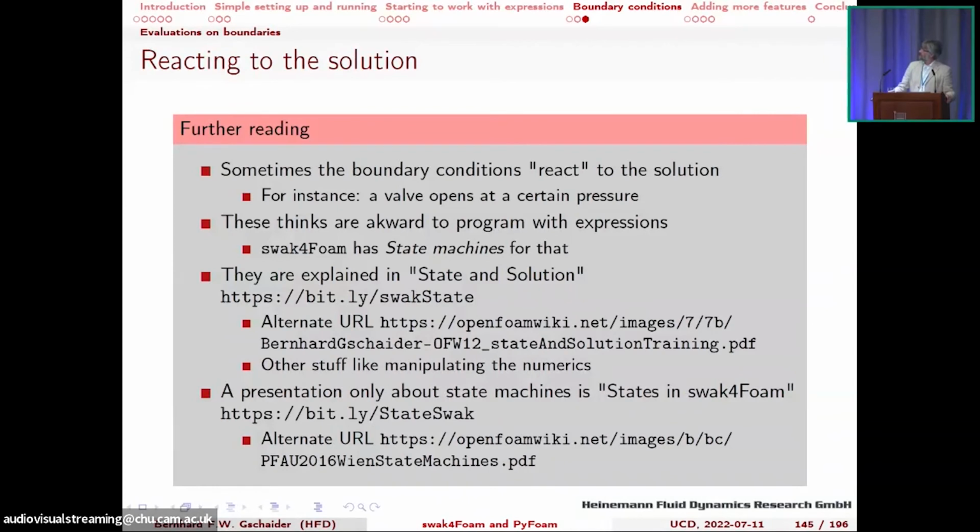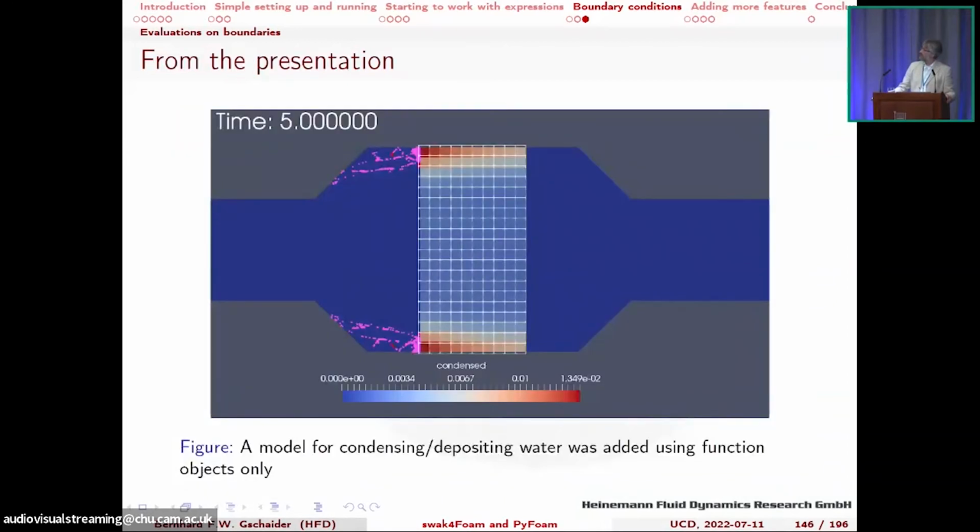they are explained in this presentation, state and solution, where a couple of things are explained. State machines, where you can switch between different states and your boundary conditions behave differently on these states. The example that I usually explain is, for instance, you have a probe somewhere. You evaluate this probe. Once the pressure or the temperature on this probe goes beyond a certain temperature, it tells a valve to open. Opening the valve means just changing boundary conditions on a certain patch.